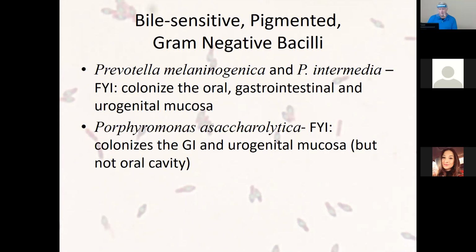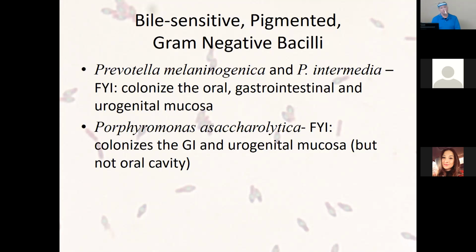Our Prevotella melaninogenica. How about that? I think I did really good on that one. Yes? I'm getting so much better through the semester. We're going to go with Prevotella melaninogenica and Prevotella intermedia. These colonize the oral, gastrointestinal, and urogenital areas.